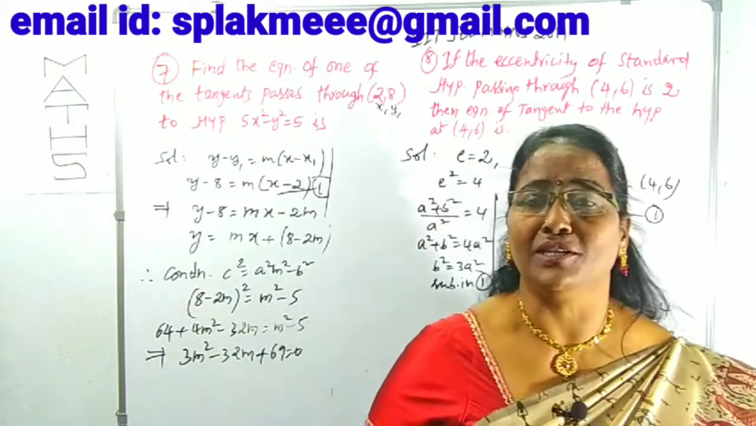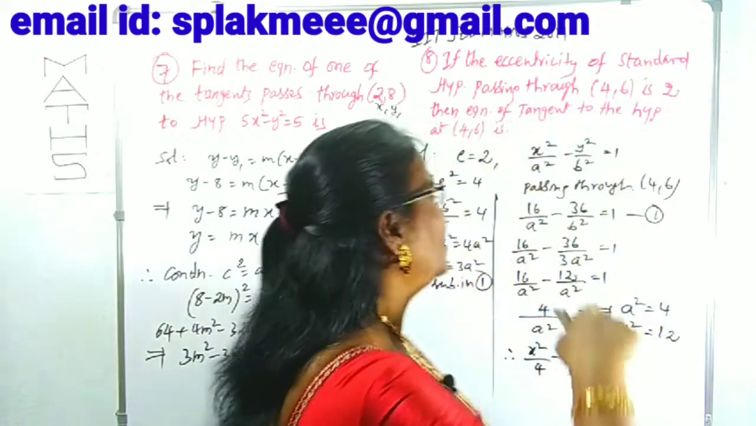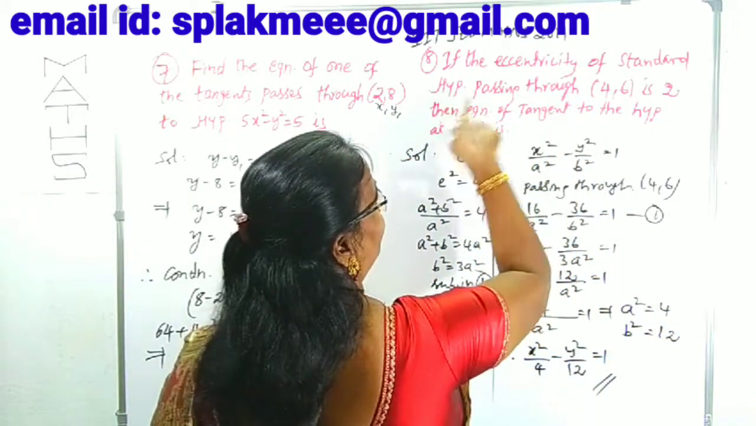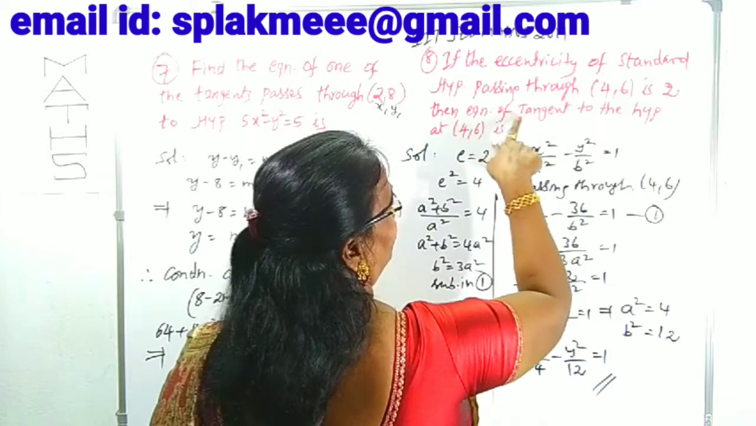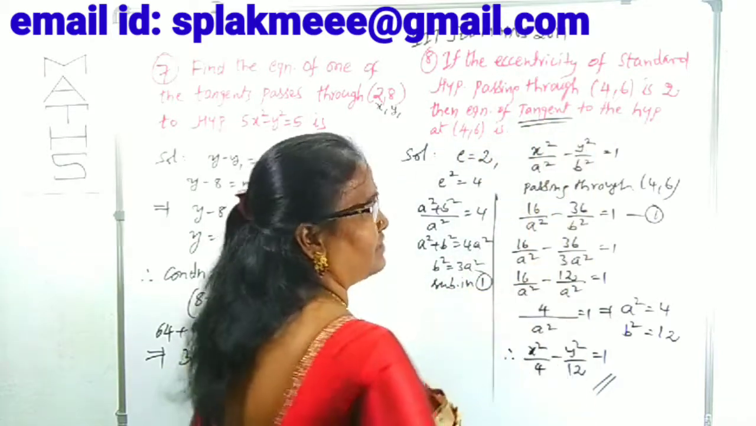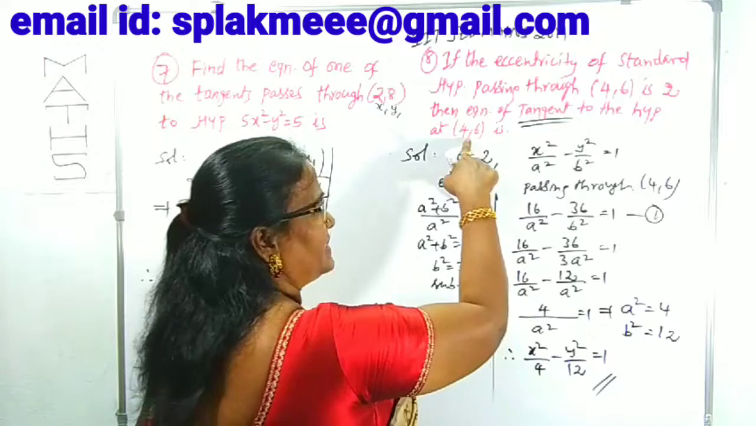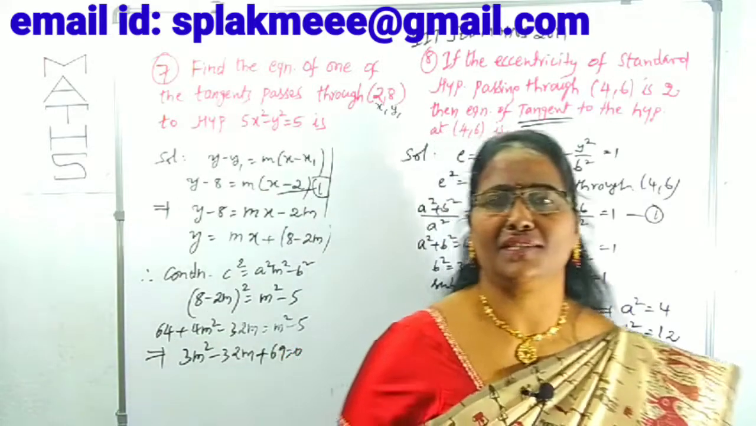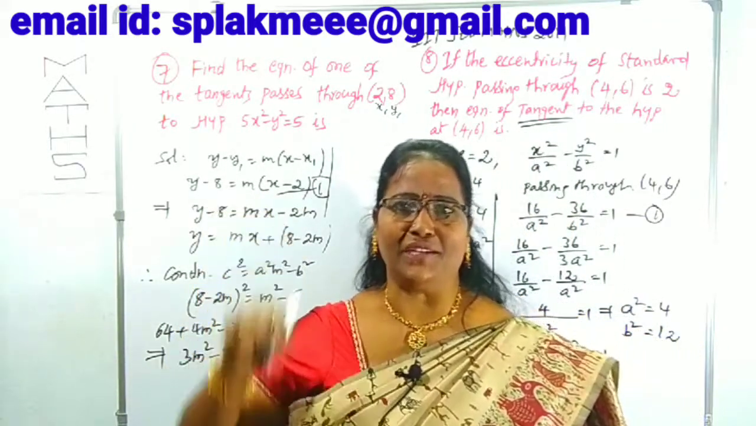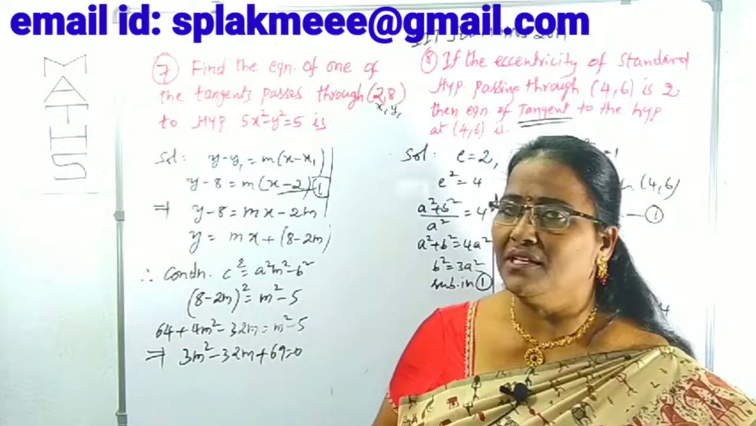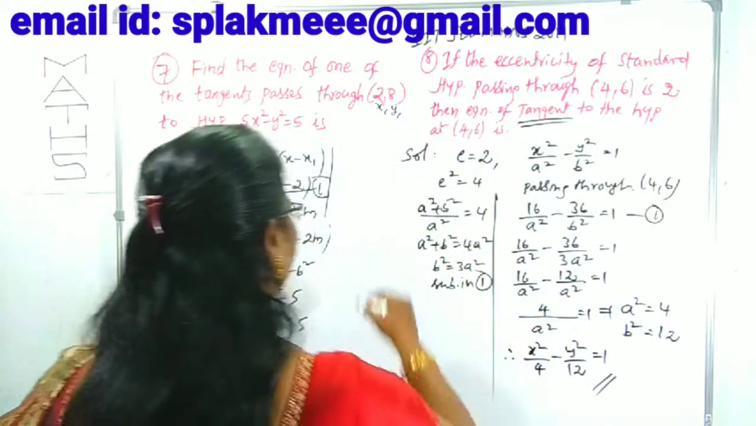We got the equation of the hyperbola now. But what do we have to find? We have to find the equation of the tangent at the point (4, 6). Means, indirectly it is asking for the equation of the tangent at the point with respect to the hyperbola. What is the equation of the tangent?